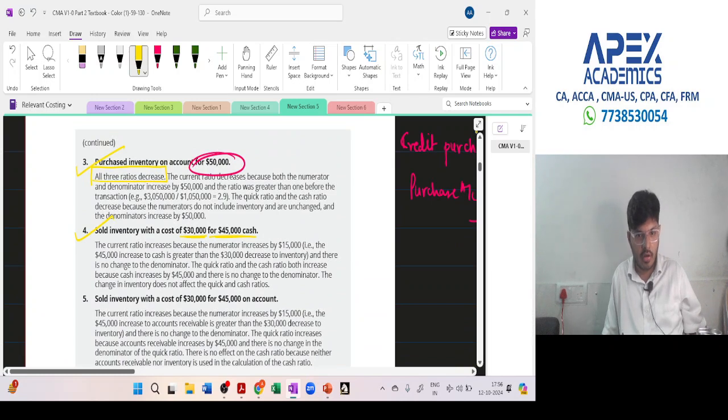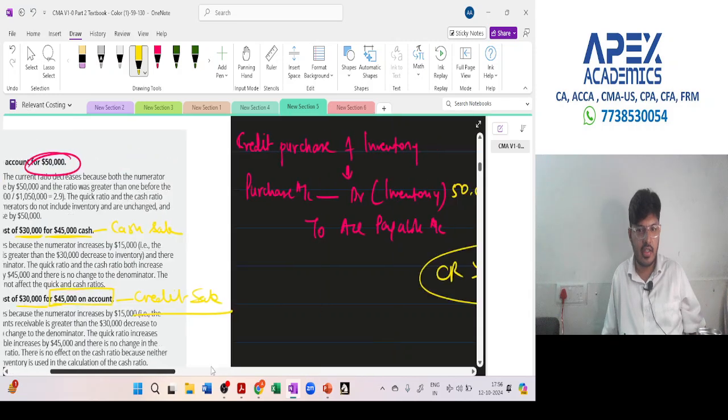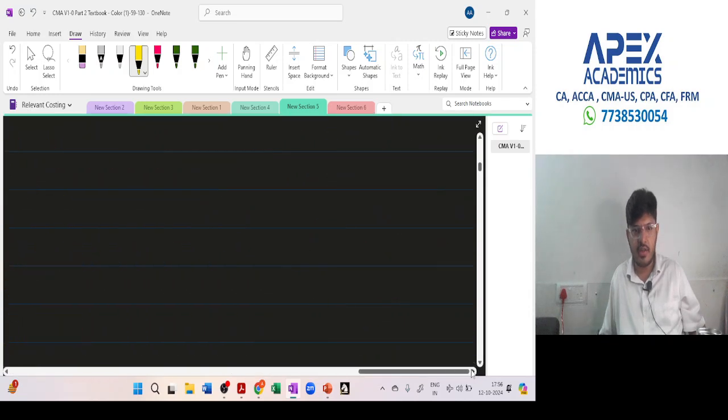Sold inventory with a cost of 30,000 for 45,000 on account. This was a cash sale. What is this? This is a credit sale. Now let us focus on the credit sale.